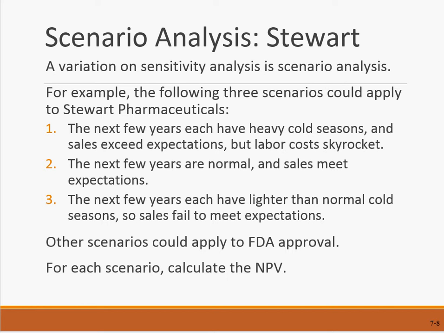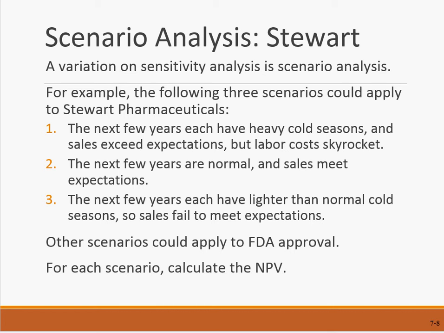And the idea of a scenario in an NPV is to translate the scenarios into assumptions about the underlying data in an NPV calculation. And so examples for Stuart could be a heavy cold season. So that's good for our product, but it also is expensive for us because we have lots of missing labor and lower productivity. So maybe we need to hire more workers to make up for so many people being out sick.